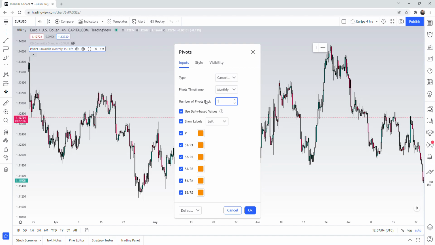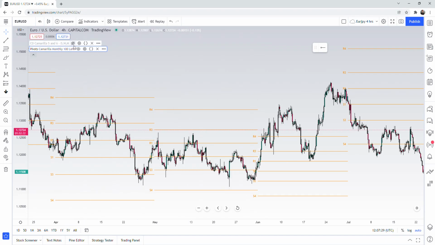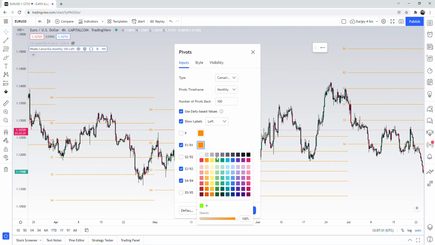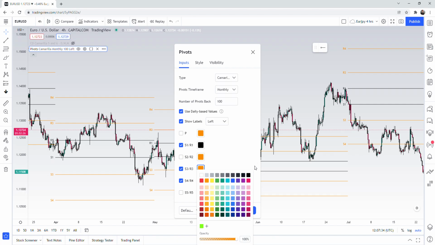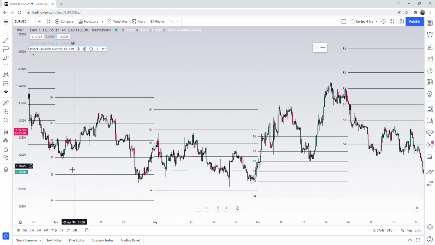Let's go 100 bars back in time. I usually unclick the pivot because I don't need it, because the pivot is not the same here as the close. Then I unclick S2, I don't need it. And for some reason level 5 doesn't plot even if you click it, so we unclick it, we don't need it. Let's change the color to blue, or black. Let's change it to black. So now we have all the pivots, 4 levels. We have monthly levels.